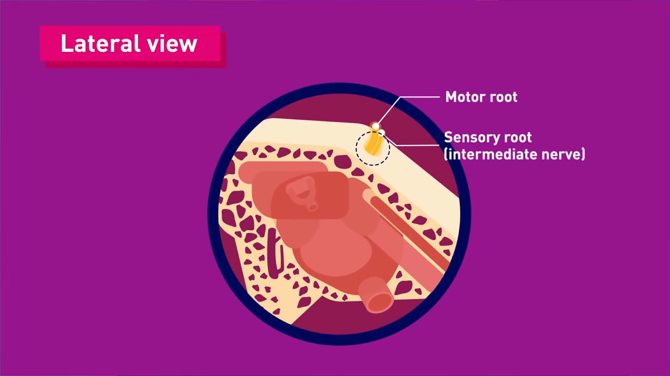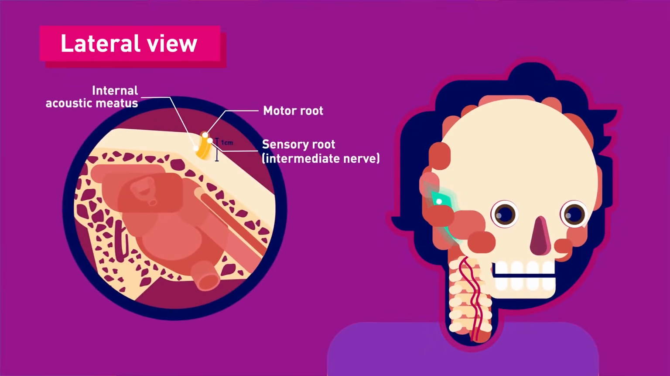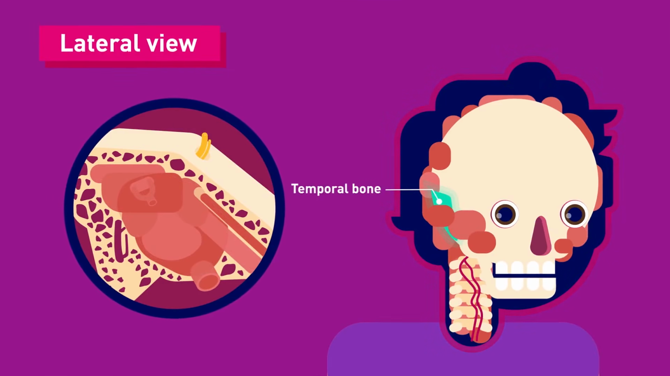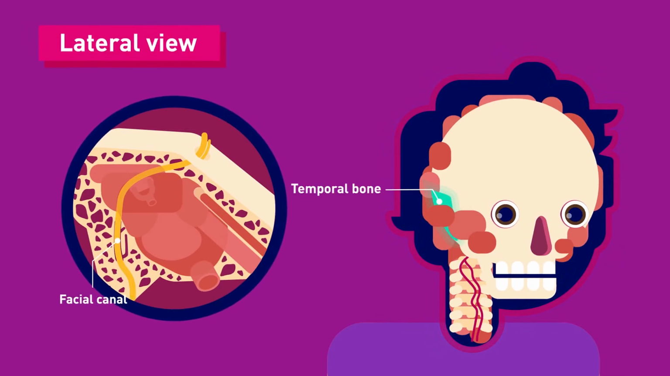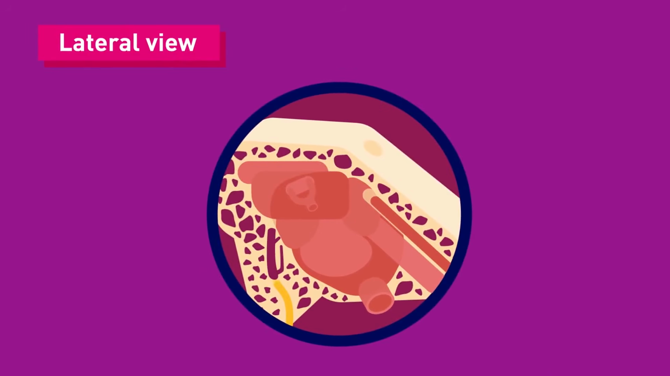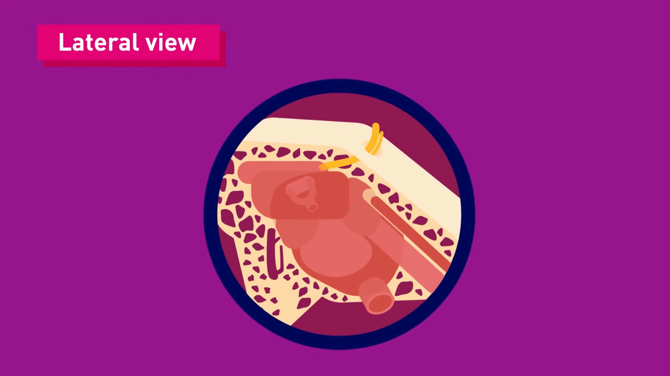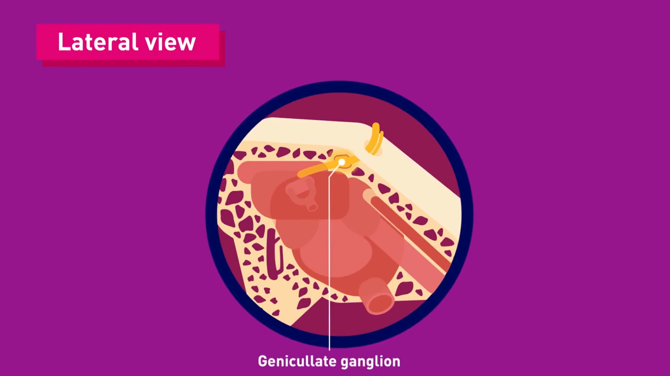The two roots travel through the internal acoustic meatus, a 1 cm long opening in the petrous part of the temporal bone. Here, they are in very close proximity to the inner ear. Still within the temporal bone, the roots leave the internal acoustic meatus and enter into the facial canal. The canal is a Z-shaped structure. Within the facial canal, three important events occur. Firstly, the two roots fuse to form the facial nerve. Next, the nerve forms the geniculate ganglion. A ganglion is a collection of nerve cell bodies.